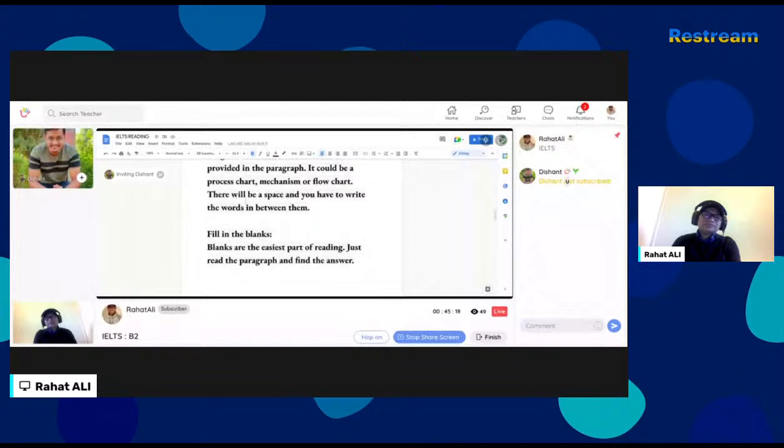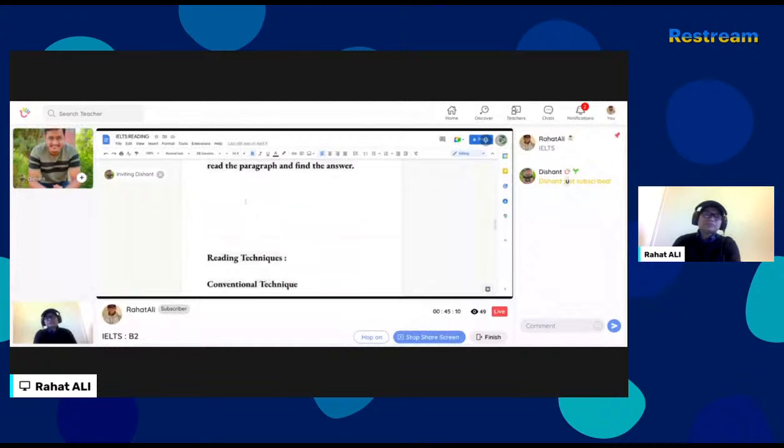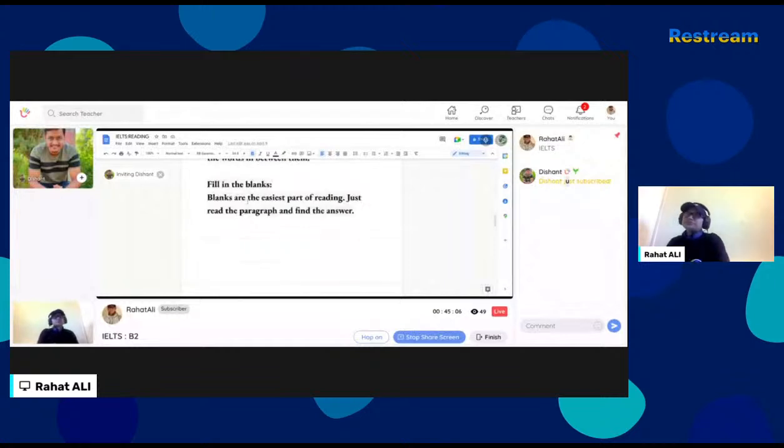Fill in the blanks. Very important. Blanks are the easiest part of reading. Just read the paragraph and find the answer. Okay, here is the biggest, challenging question. And in some questions you'll be able to see, do not write more than 2 words. So if they restrict like this, do not write more than 2 words. Even if you write 3 or 4 words, it will be treated as not compliant.